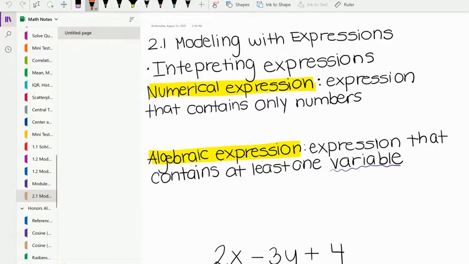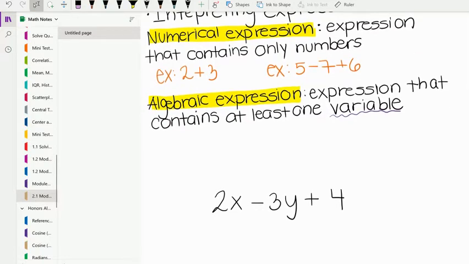First of all, before I even get into that, we're looking at expressions, which is different from an equation. An equation has an equal sign, an expression does not. That's the major difference. A numerical expression is an expression that contains only numbers. An example could be 2 plus 3, or 5 minus 7 plus 6. You'll notice it's numbers that are broken up by plus or minus signs, and there's no equal sign.